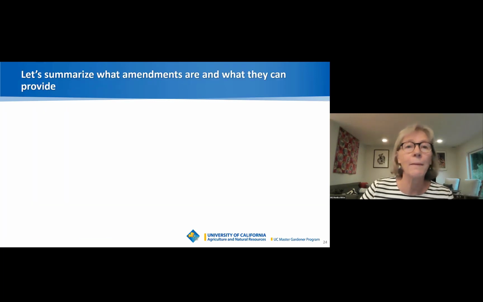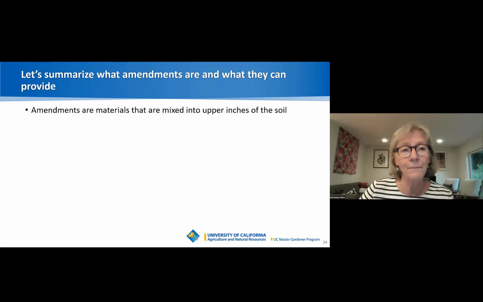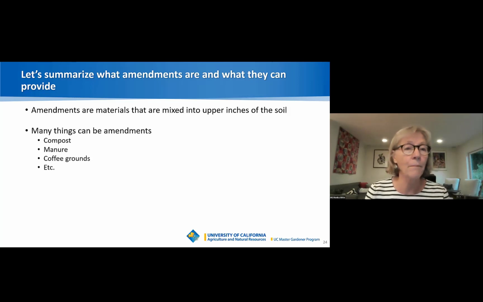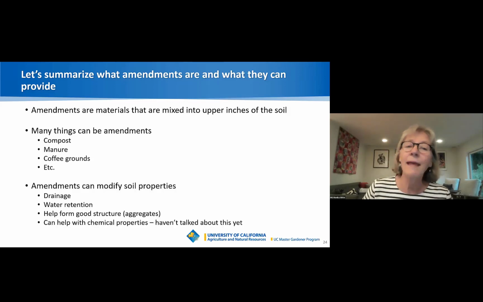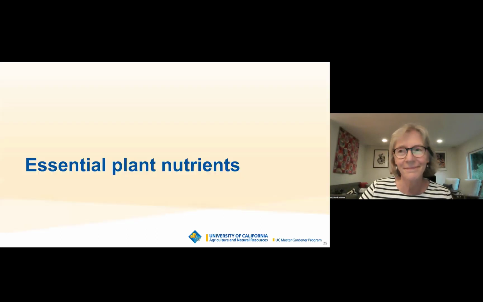So let's summarize what amendments are and what they can provide. Amendments are materials that are mixed into the upper inches of soil. Many things can be amendments: compost, manure, coffee grounds, many different things. And they can modify soil properties. So we talked about drainage, water retention, and helping to form good structure. Those are three ways that amendments can improve physical properties, and they can also help with chemical properties. And as I promised, that's still coming in this presentation.